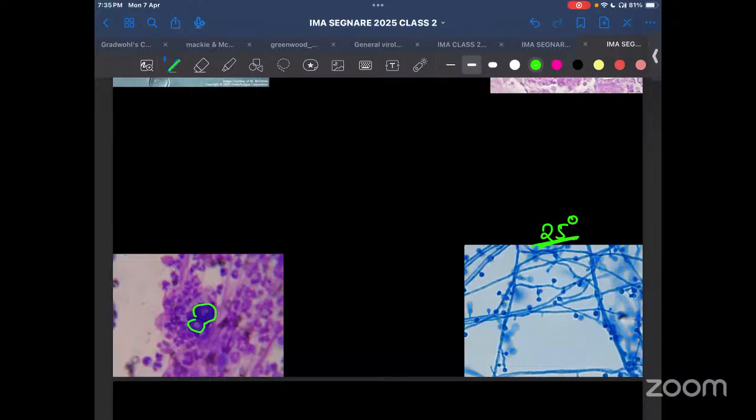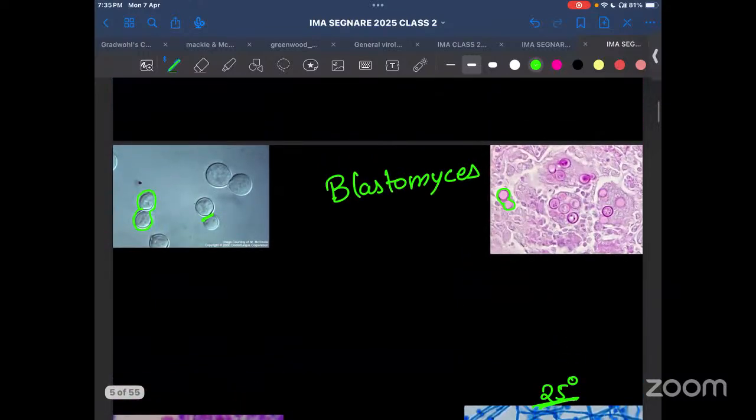it shows hyphae with the conidiospore. But this is not important for you. This picture will not be given. The picture that will be given to you is like this. The yeast form picture will be given to you. So this is Blastomyces, broad-based budding yeast, figure of 8.